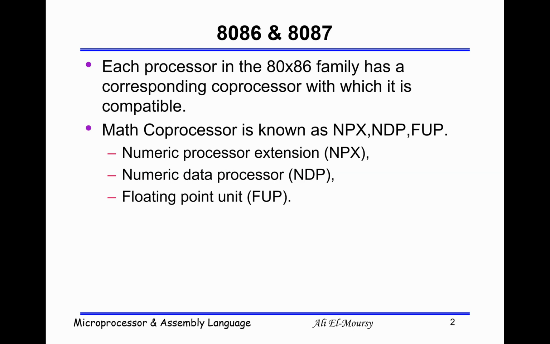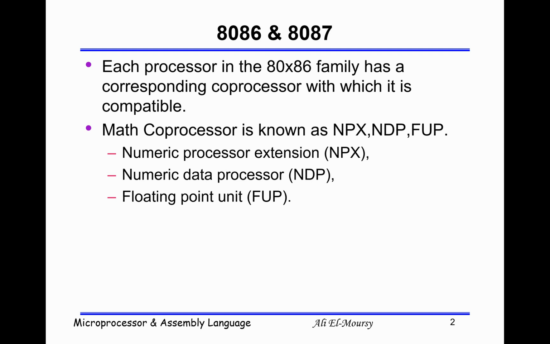In other notions, they call it the math coprocessor, and it takes different names. In some references or in some families, they call it the NPX, which stands for numeric processor extension, or NDP, numeric data processor, or floating point unit, FPU. So any of those names are talking about a coprocessor that is in charge of doing floating point operations. Remember that this cannot be the main processor.